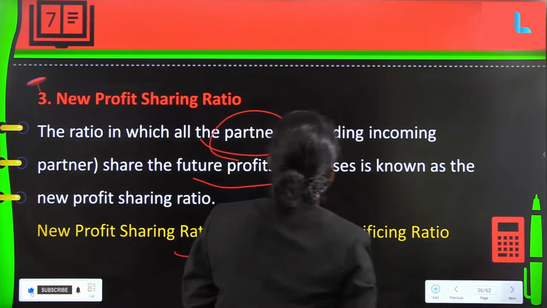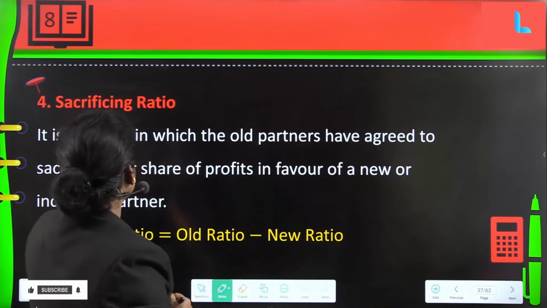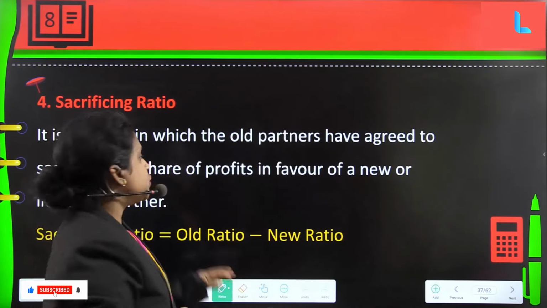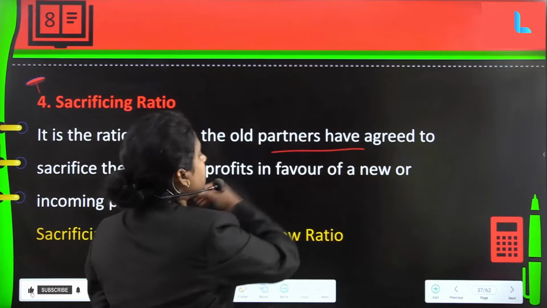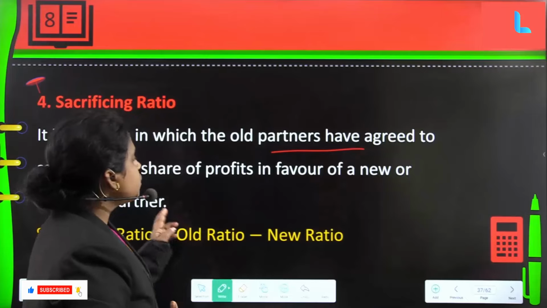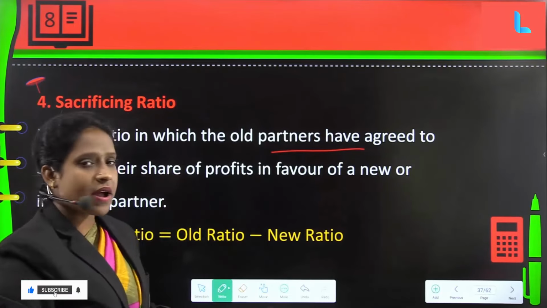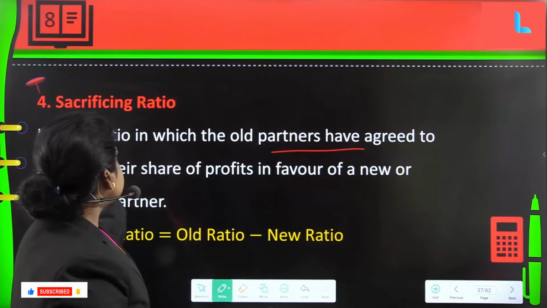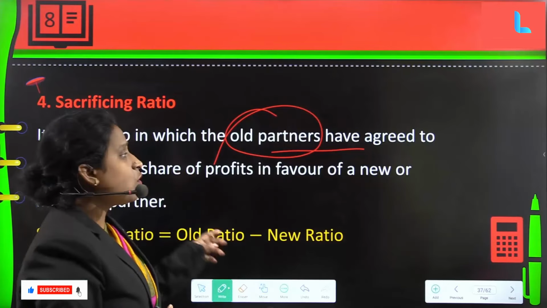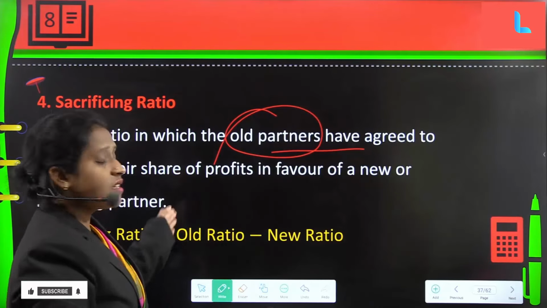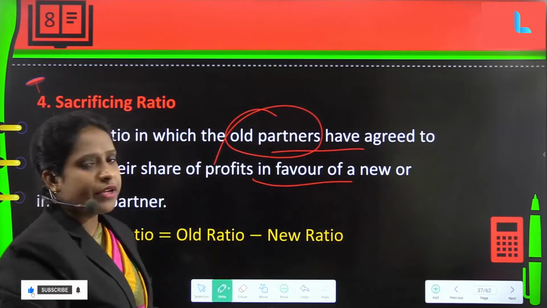Fine. Then sacrificing ratio. So let us discuss sacrificing ratio. It is the ratio in which the old partners have agreed to sacrifice their share of profits in favor of a new or incoming partner, right? So it is the ratio in which the old partners have agreed to sacrifice their share of profits in favor of a new or incoming partner.